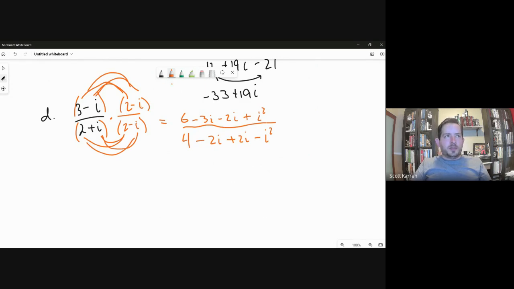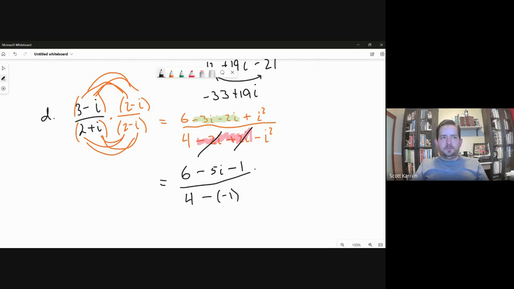So if I clean it up a little bit, I can add my i terms in the numerator. Minus 3i, minus 2i, I can combine those together. I can also combine the i terms in the denominator. So 6 minus 3i and minus 2i becomes minus 5i. And then plus i squared, but i squared is negative 1, so this becomes minus 1. All over 4, minus 2i and positive 2i cancel out. Then I have minus i squared. But again, i squared becomes negative 1.